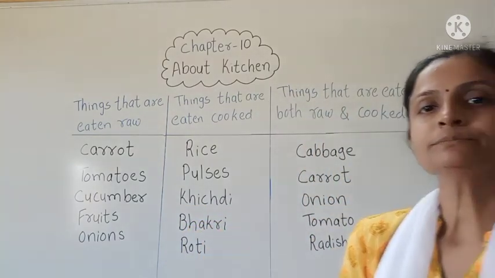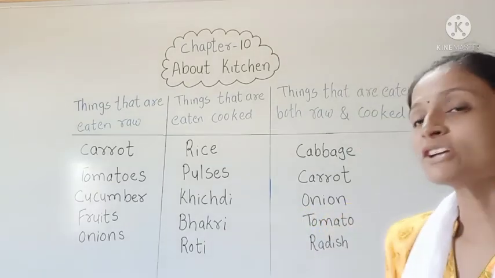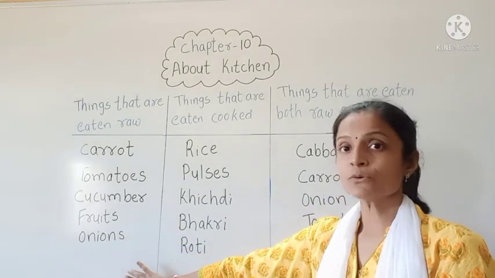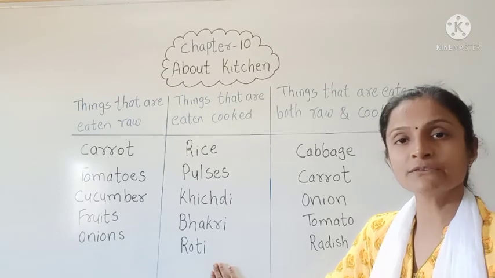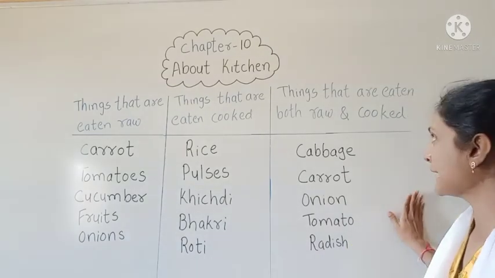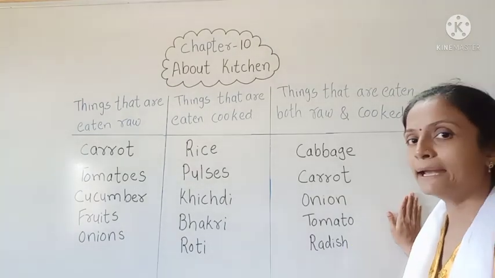Clear everyone? So, which are the foods that can be eaten raw, the foods that need to be cooked first, and the food that can be eaten both raw and cooked.